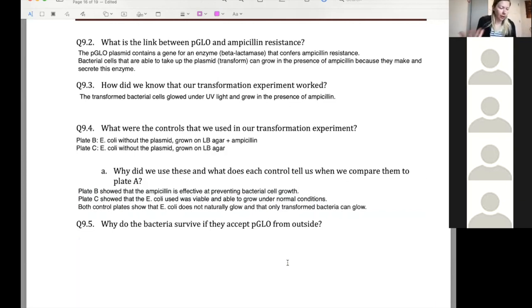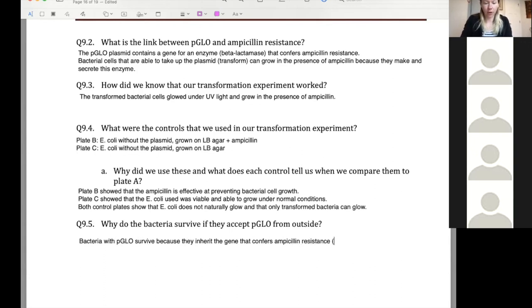Another iteration of one of the previous questions. Why do the bacteria survive if they accept that pGLO plasmid? They survive because of the plasmid that has the gene for ampicillin resistance. Right. I guess we can say they inherit the gene that confers ampicillin resistance. That would be the beta-lactamase gene.